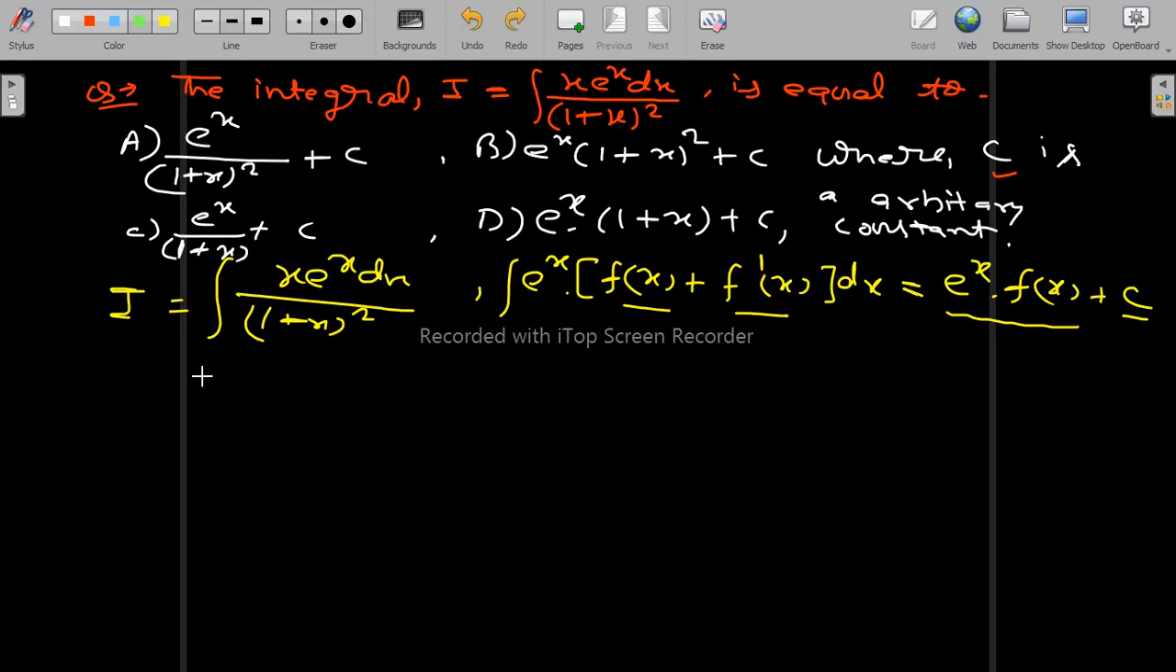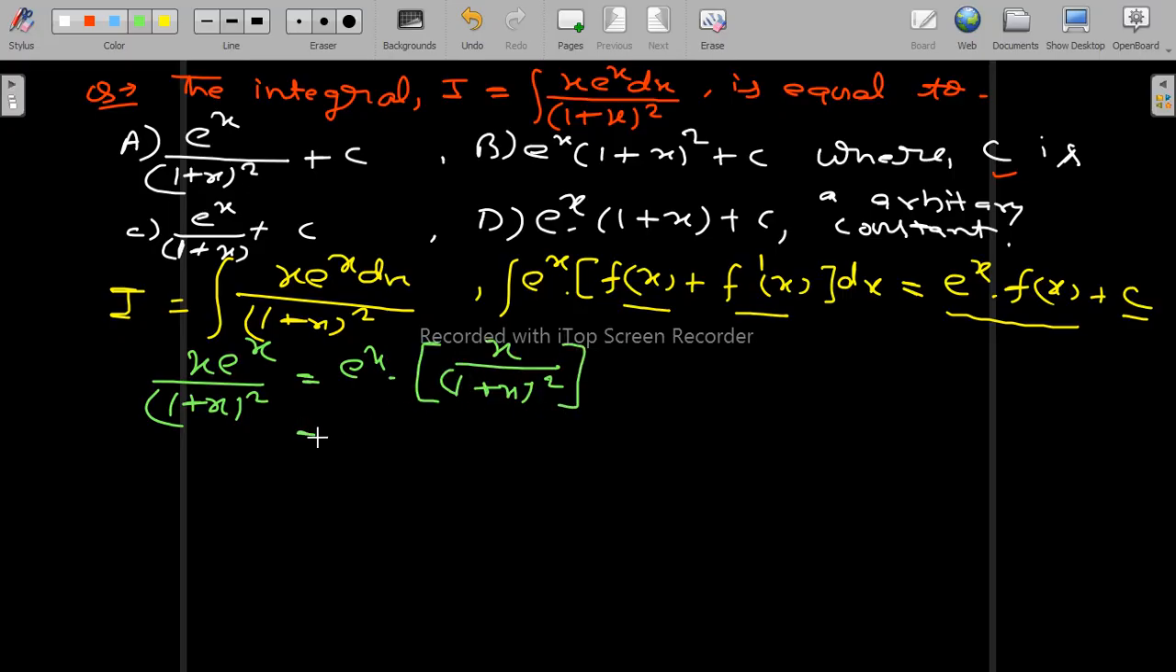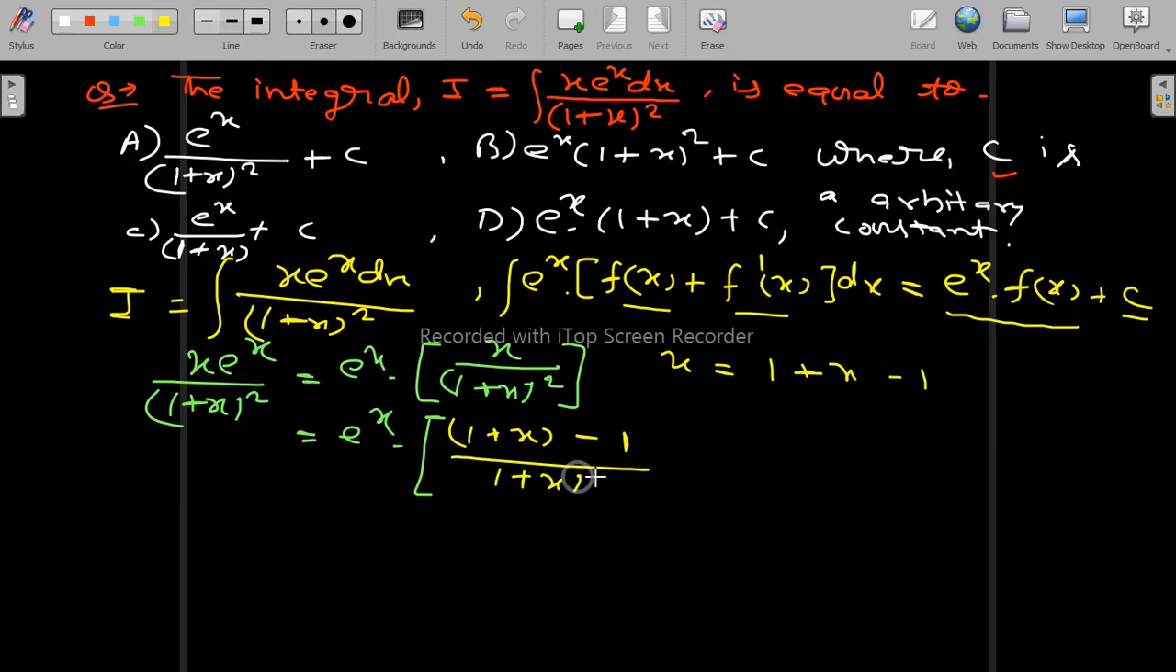Okay, so let us take the integrand part. The integrand part is x e power x upon 1 plus x whole square. So e power x we will leave as it is in the product, and this is x by 1 plus x whole square. This we have to express as the sum of two functions in which one function is the differential coefficient of the other. So I am going to add 1 and subtract 1 in the numerator, because this is x, and this is 1 plus x whole square.